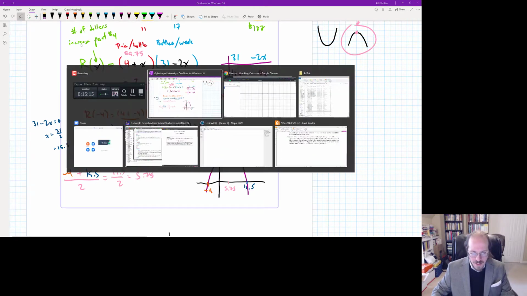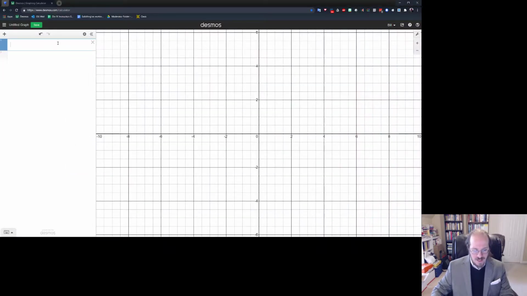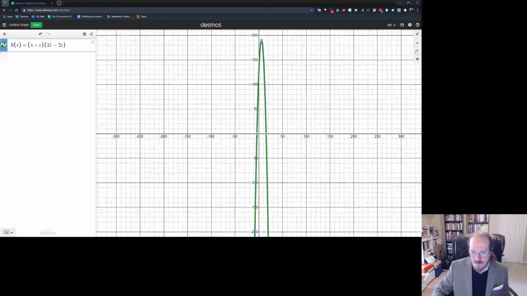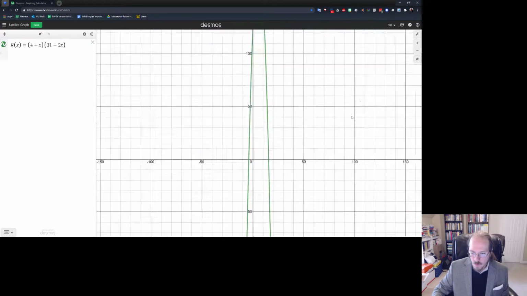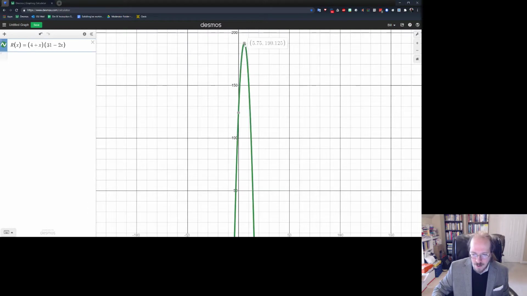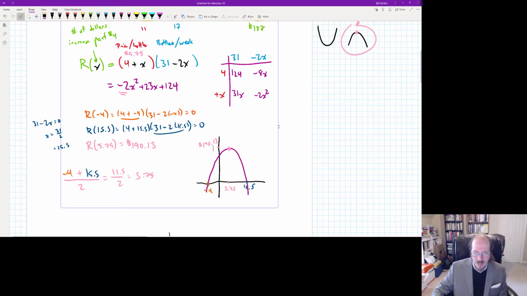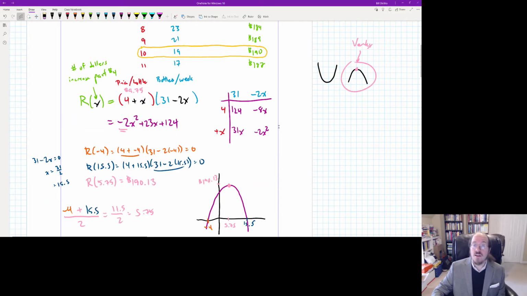And if you want, you could even go ahead and graph this whole function in Desmos. Now that we've seen it, we can say r of x equals 4 plus x times 31 minus 2x. And if we zoom out, we're going to have to zoom out a whole bunch in order to see it. There we go. But we could click this point up here at the top, and there we go. Our best price is $5.75, increased from 4, so $9.75 total. And then our revenue that we end up with is $190.13. And that right there is an example of how to use a quadratic function to model a real-life situation.